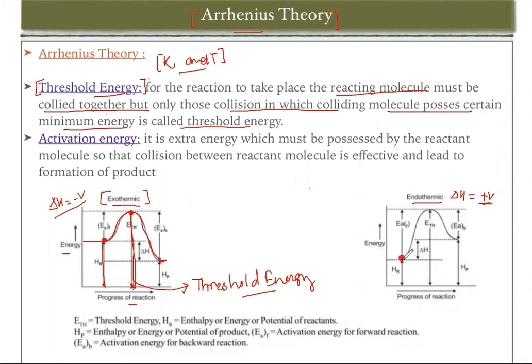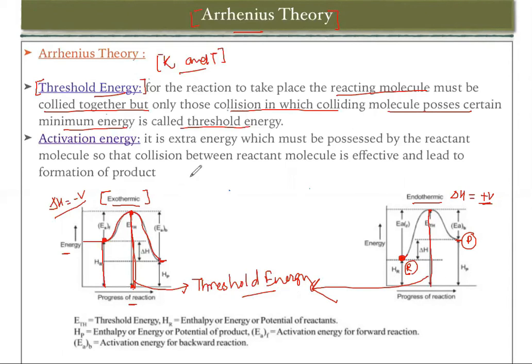These are the reacting molecules, and they will go to the higher energy barrier, and after that form the product. This is the reactant, R stands for reactant, and here is the product. The threshold energy is the maximum energy available to the reaction. So this is the threshold energy.